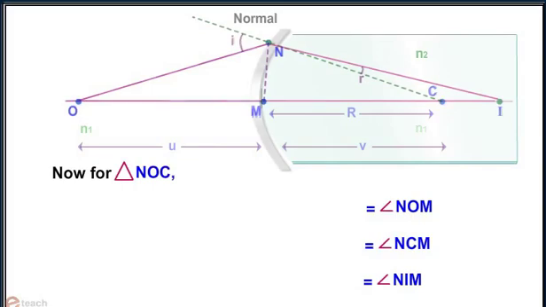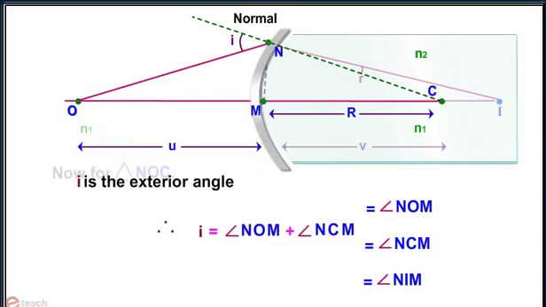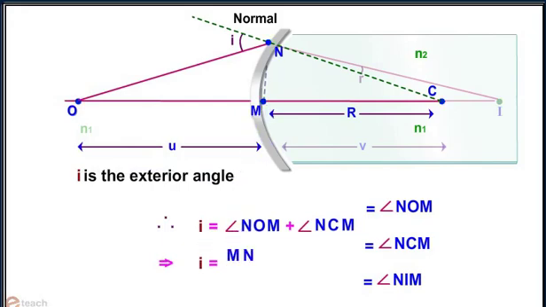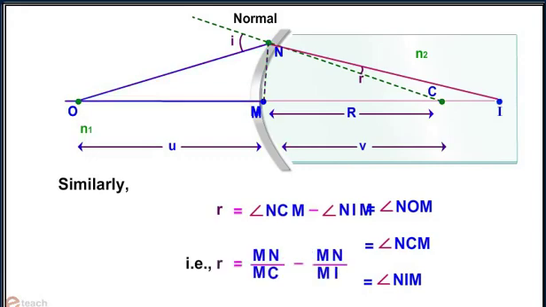Now for triangle NOC, i is the exterior angle. Therefore, i equals angle NOM plus angle NCM. This implies i equals MN by MO plus MN by MC. Similarly, angle r equals angle NCM minus angle NIM. That is, r equals MN by MC minus MN by MI.